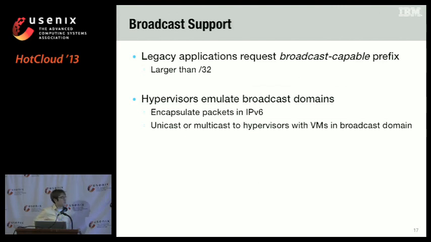Okay, but we do lose something, because we lose the broadcast support, because now we're going to layer 3. We're kind of ignoring this, and this is one of the things that layer 2 is all about. So the way that we view that is we view broadcast as something legacy, so it's not given by default. And if a legacy application wants to broadcast, they can request a special broadcast-capable prefix. And then once they do that, the hypervisors will emulate broadcast domains by encapsulating packets and either unicasting or multicasting the packets to the hypervisors that share the broadcast domain.